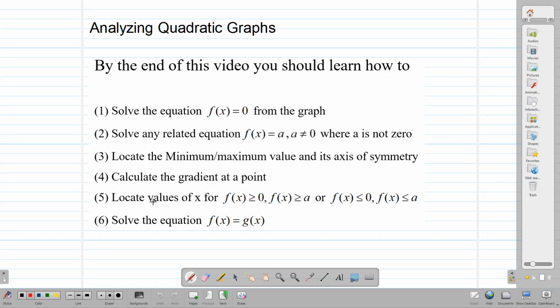You should also be able to locate values of x for which the function is greater than or less than 0 or any other number, and to solve two equations on the graph. That is, to find a solution of two graphs that intersect on your graph paper. Let's begin by looking first at how to solve equations related to the graph.